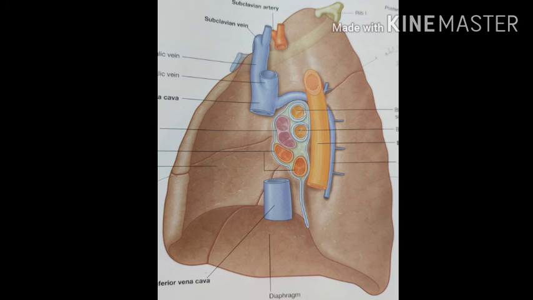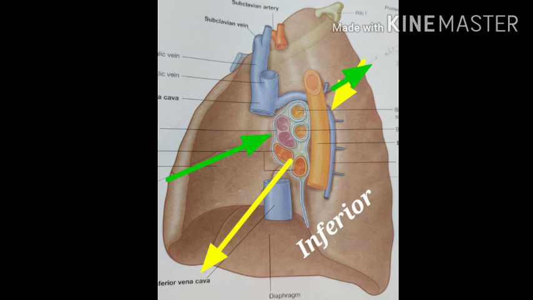Now we will discuss the right lung. The right lung has three lobes and two fissures. The names of the two fissures are the oblique fissure and the horizontal fissure. The oblique fissure separates the inferior lobe or the lower lobe from the superior lobe and the middle lobe of the right lung. The horizontal fissure separates the superior lobe and the middle lobe.